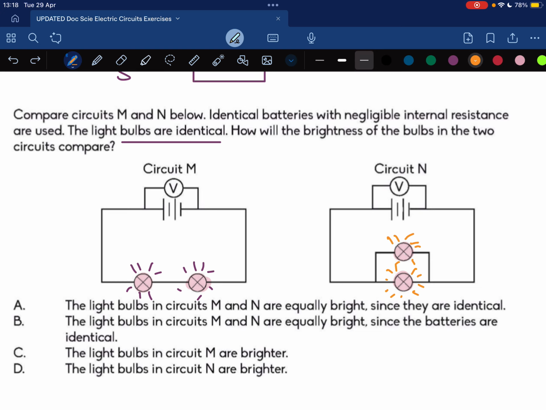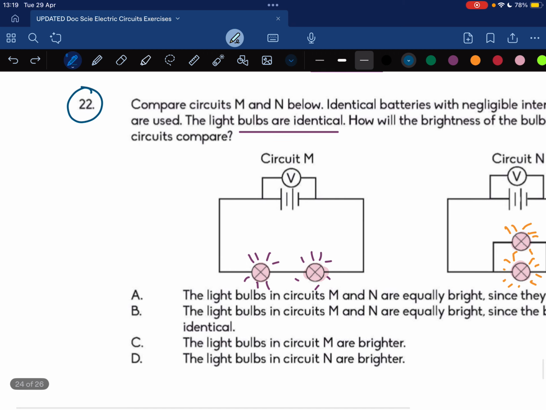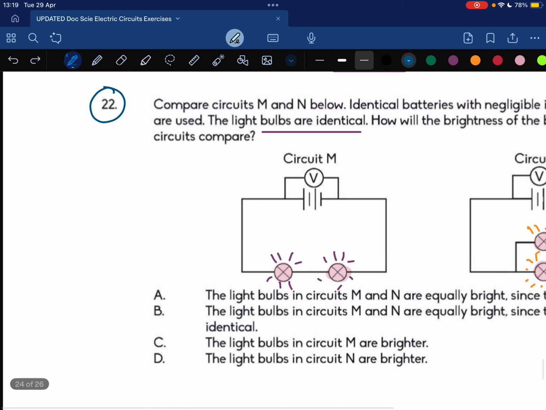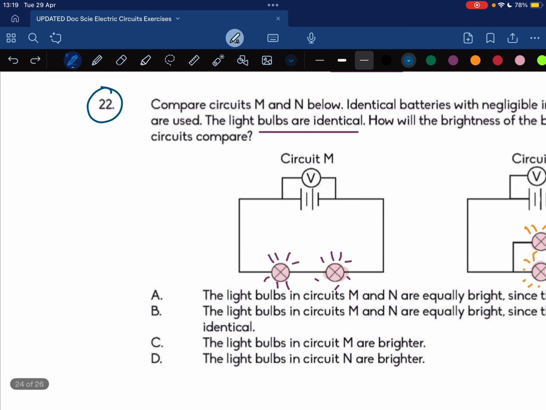Now let's think about what is changing in this circuit. Remember what we said, we have to look at what's constant and what is changing in order to compare. So power is equal to IV. That's the first equation. Then we also see power is equal to I squared times R, and power is equal to V squared over R.